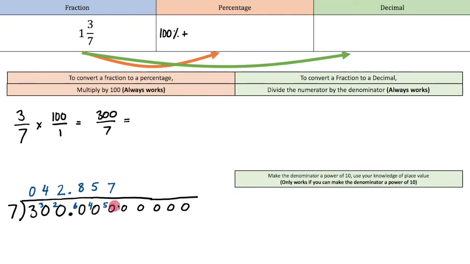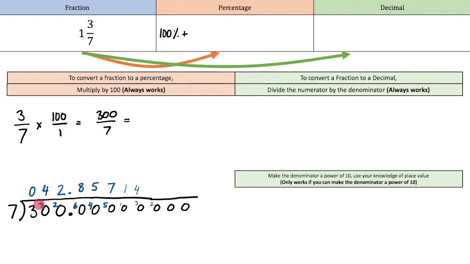So if we do that, what did we say is going to go here? 1 is going to go here because 7 7s are 49. 50 minus 49 is 1. How many times does 7 go into 10? 7 goes into 10 once with 3 left over. How many times does 7 go into 30? 7 goes into 30 4 times with 2 left over.